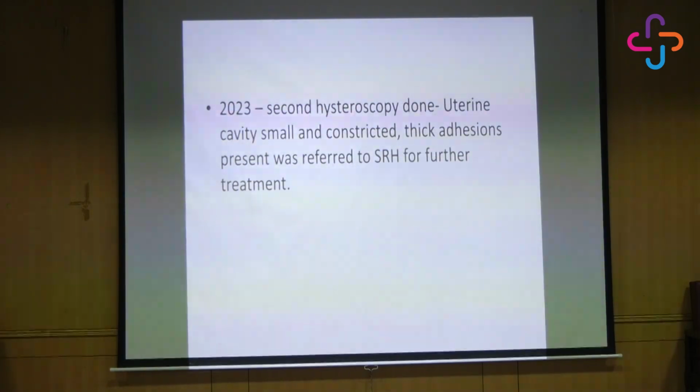In 2023, the patient's mother's family being in Tiruchi, they had gone to one of the fertility clinics, which is run by one of our alumni, Dr. Kasturi, who passed out from Sri Ramakrishna Hospital. She did a second hysteroscopy, owing to the previous history of the patient, and she too found a small uterine cavity, constricted with thick adhesions, and she referred the patient to Ramakrishna for further treatment and management.